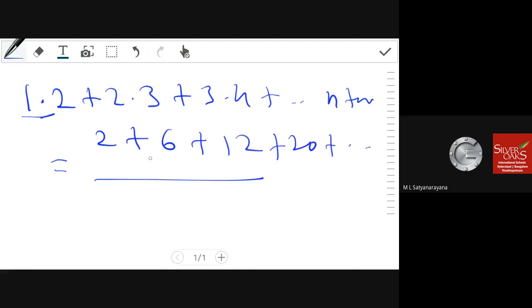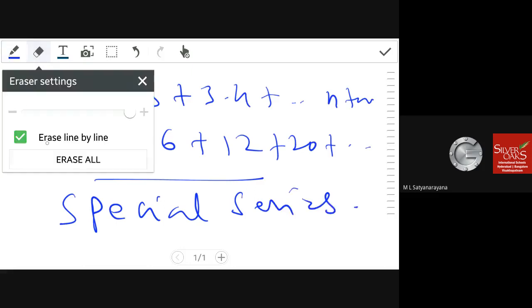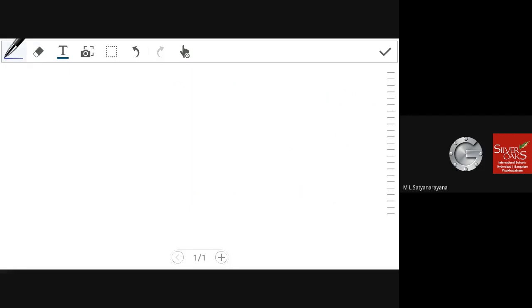If you observe, this is not in AP or GP. So when the series is not in AP or GP, still we can find the sum to n terms. That type of series is called a special series. Okay, let's see how to sum that special series. Let me discuss again, we'll go back and I want to discuss the sum of the natural numbers.